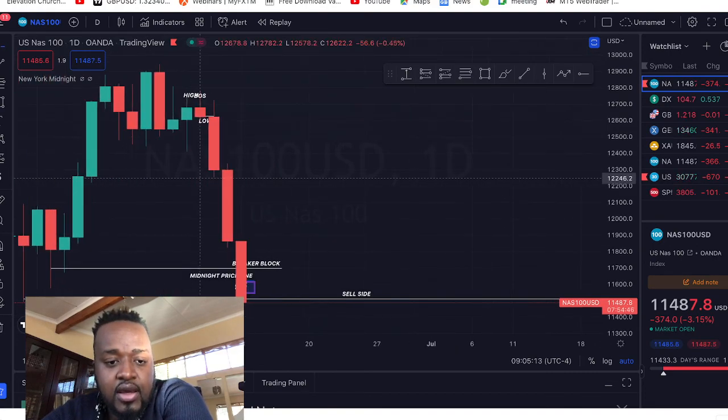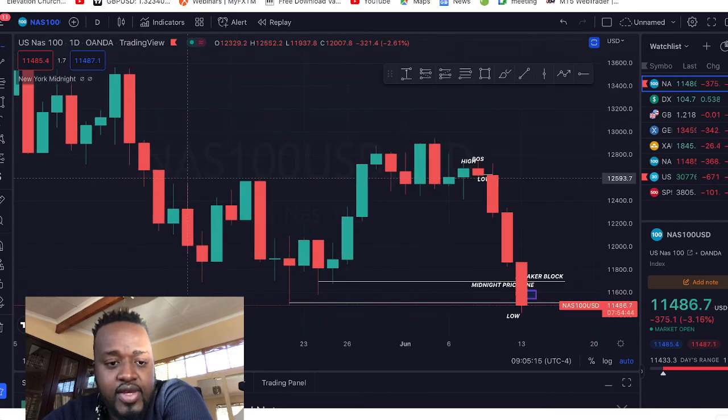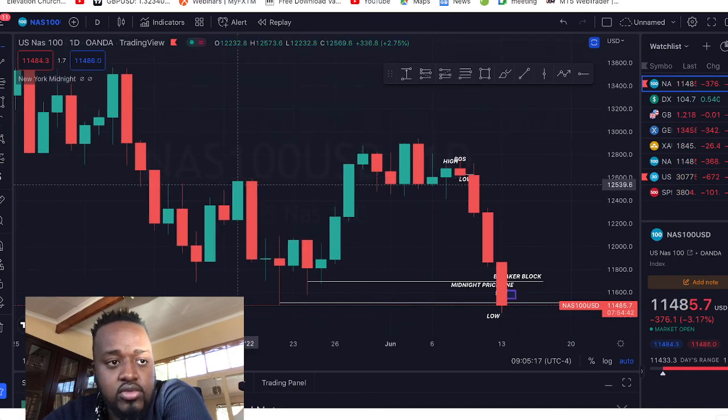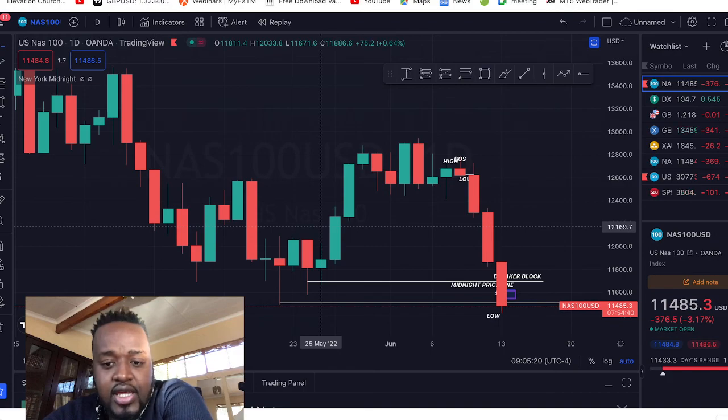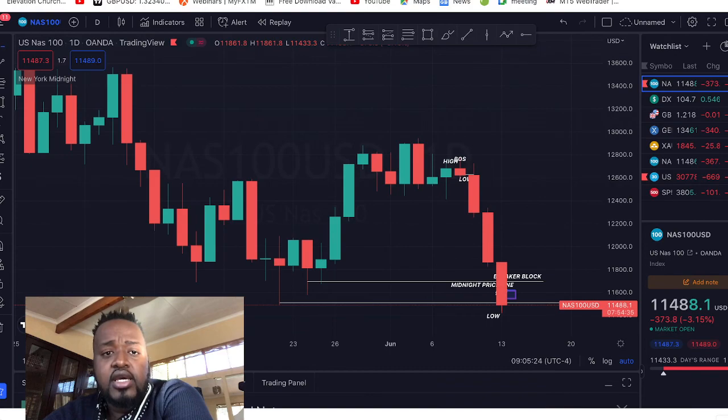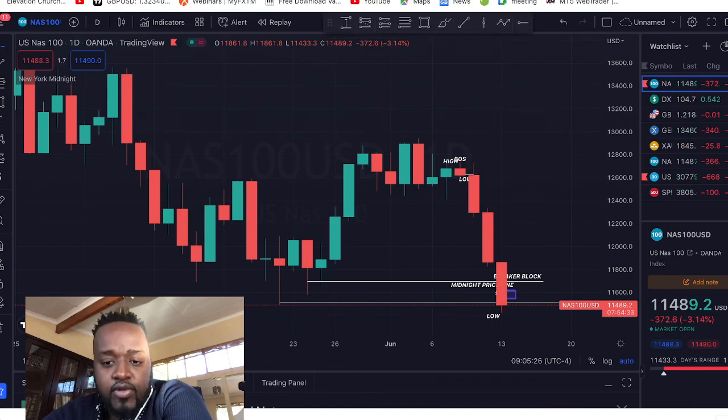So I'm on the daily chart. That means that every candle is worth one day's worth of trading. As you can see, there are no indicators. I don't trade with indicators, as they clutter up your view of the market.